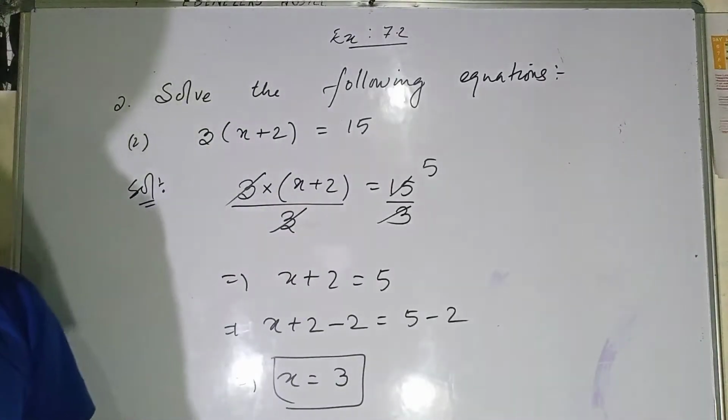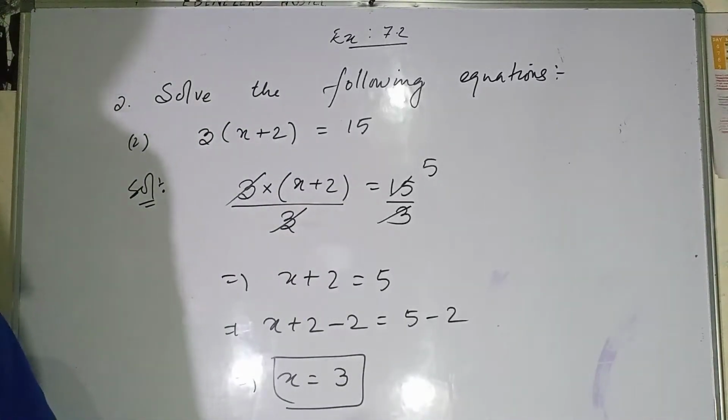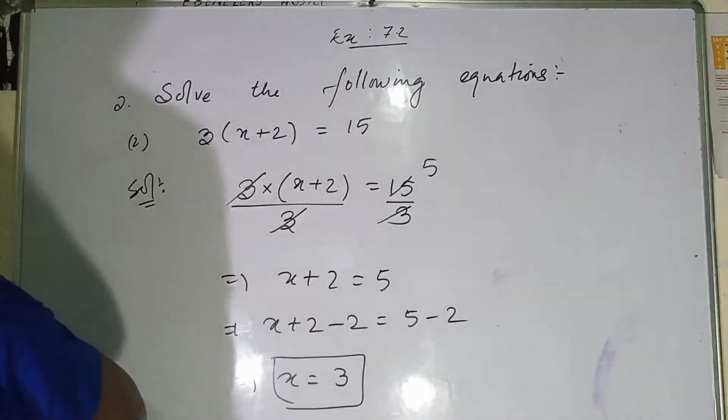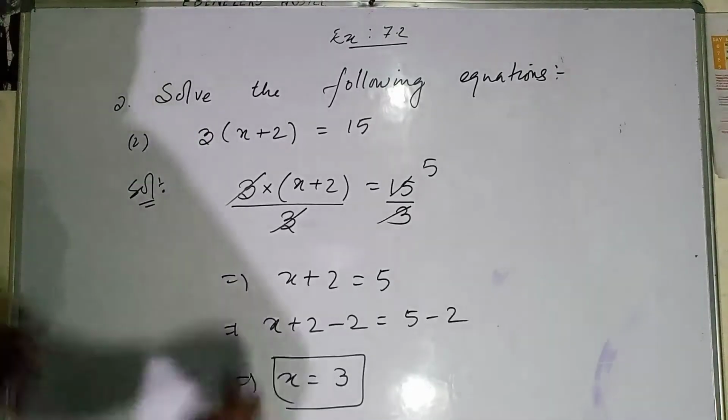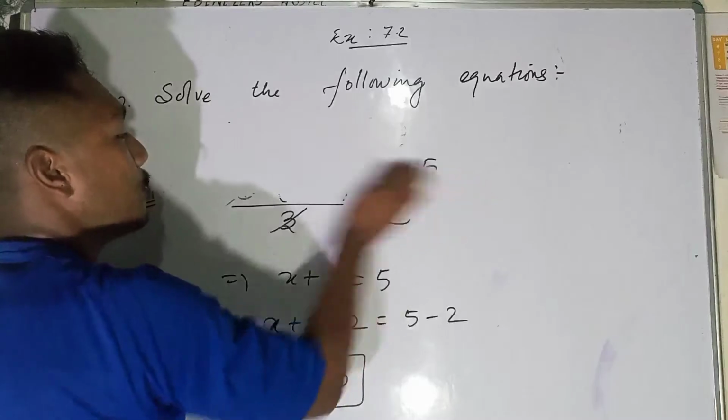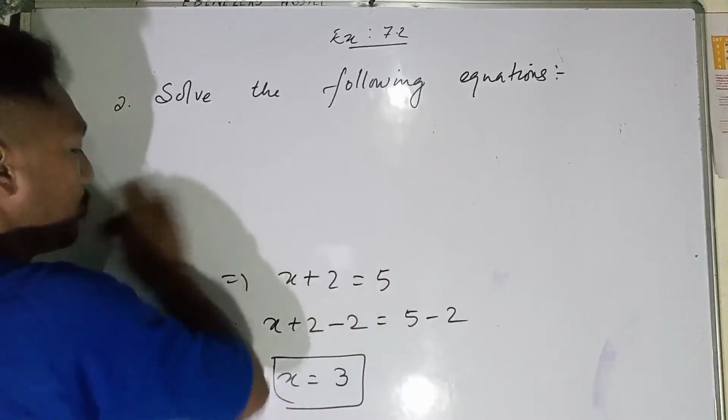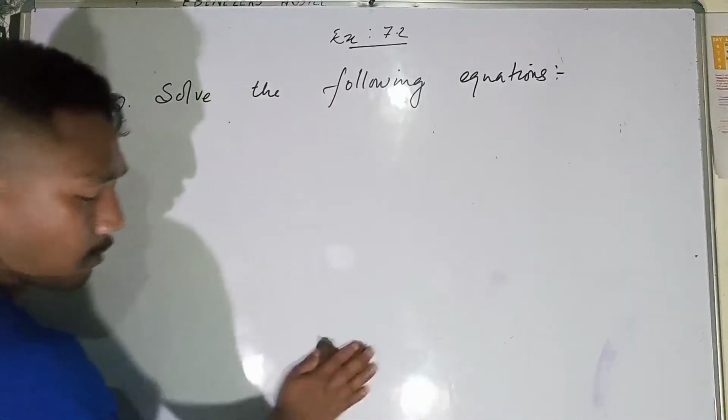Next, we'll try to solve one more question. Okay, that is question number 5 and 8. These two questions I will be solving from Roman number 2, question number 2, and then you have to solve all the questions by yourself.